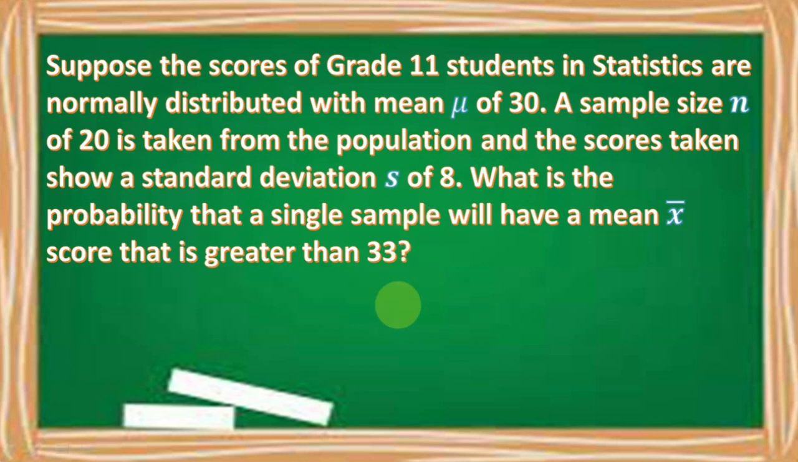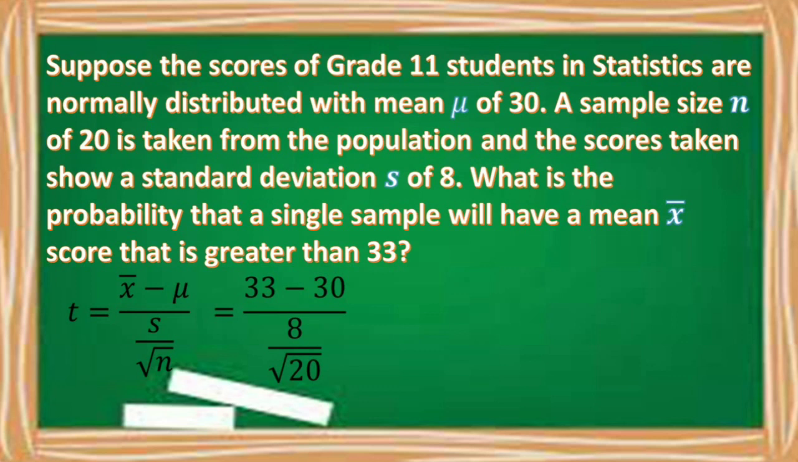So here we're going to use the formula t is equal to x bar minus mu divided by s over the square root of n. So substituting the values, we have 33 minus 30 divided by 8 over the square root of 20. And we have 3 divided by 8 over 4.47. So 4.47 is the square root of 20. Then 8 divided by 4.47 is equal to 1.79. And 3 divided by 1.79 is equal to 1.68.